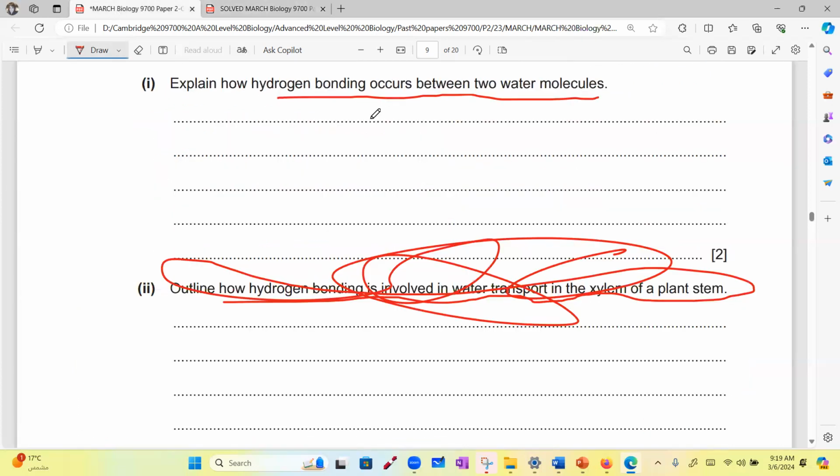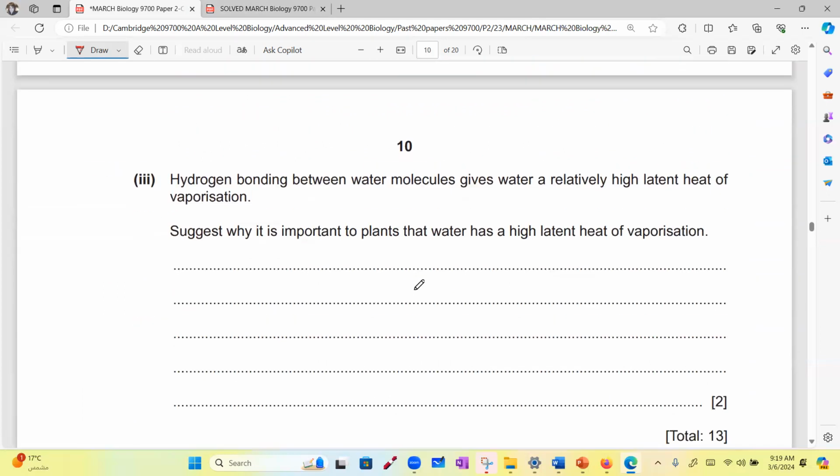I want to finish this exam. We're not leaving except when we finish at least one full exam. Hydrogen bonding again between water molecules give water a relatively high latent heat of vaporization. Wow. We just explained it. Yes.